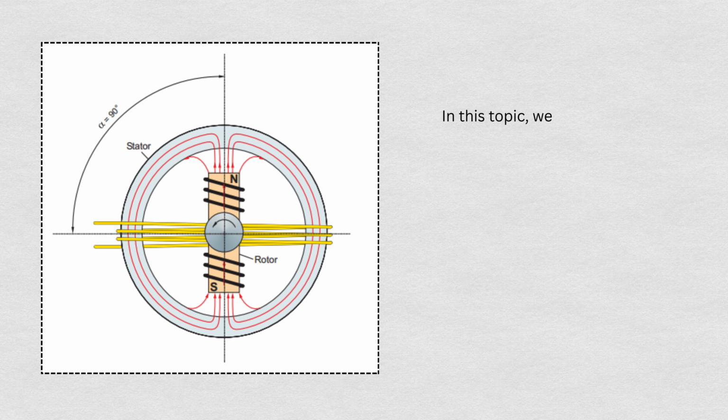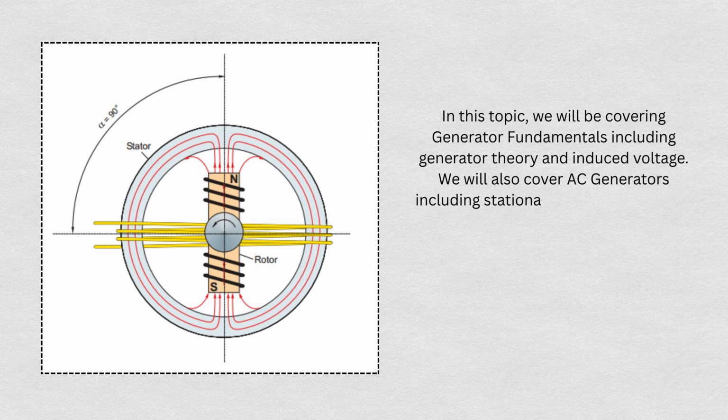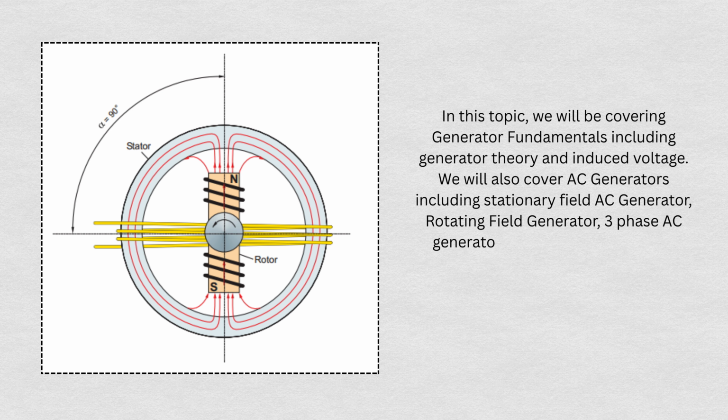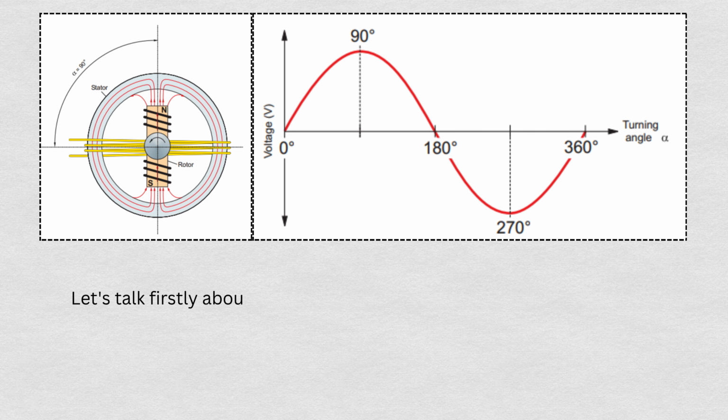In this topic, we will be covering generator fundamentals including generator theory and induced voltage. We will also cover AC generators including stationary field AC generator, rotating field generator, three-phase AC generator design and operation. In addition to that, we will talk about generator excitation and its major components. Let's talk firstly about generator theory.